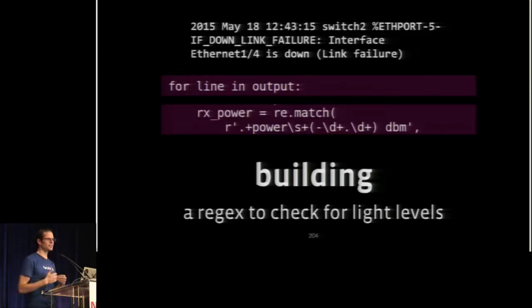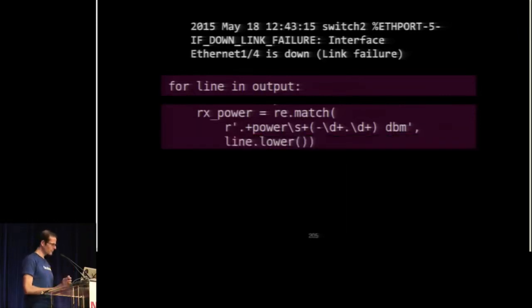Now we see the grouping symbols again, and this is what we're actually trying to parse out and what we care about. And specifically, we're looking for exactly the hyphen, because it's a negative power level, and then one or more digits, a dot, one or more digits, and then the end of the parentheses, followed by a space and dBm, the notation for power levels. And then we just pass to that the output of line.lower, so the lowercase version of what the device gave us.